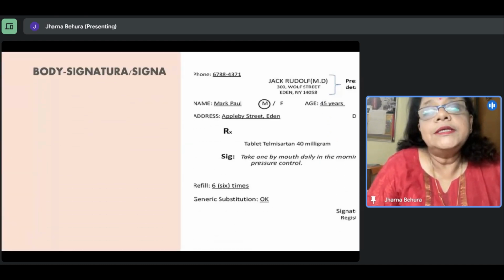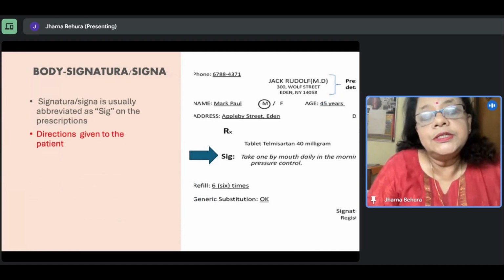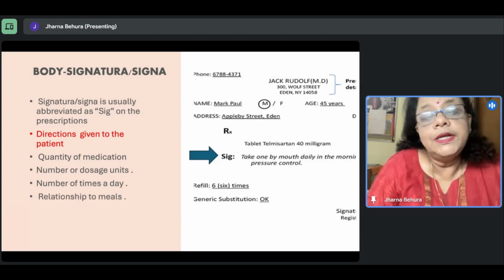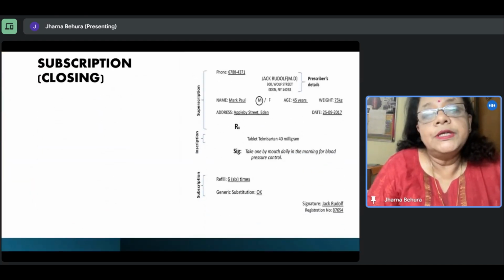The body also contains something known as the signa. Signature or signa is usually abbreviated as SIG on the prescription. It is the directions given to the patient: the quantity of medication, the number of dosage units to be taken, the number of times a day it should be taken, and the relationship to meals. Follow-up instructions. The subscription is the closing, the last part of the prescription, as you can see.